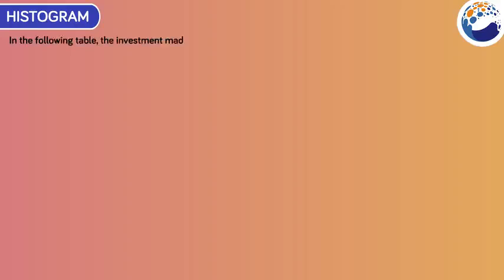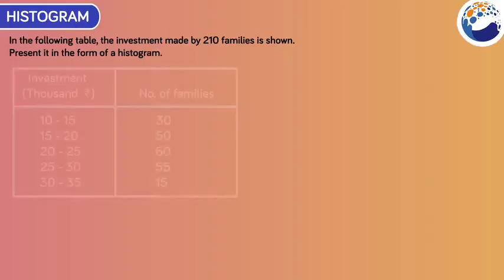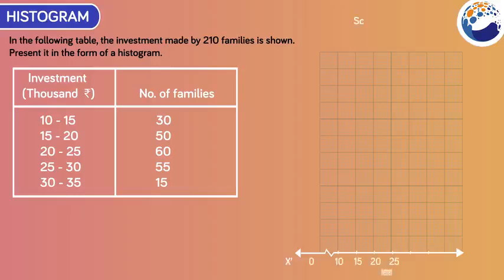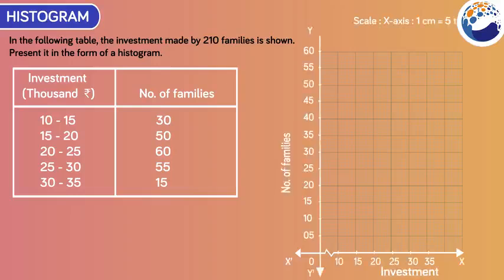Histogram. Let us consider one example. In the following table, the investment made by 210 families is shown, presented in the form of a histogram. Here, investment and number of families are given. To draw a graph, first we draw the x-axis, mention the given information on it, and write the scale. Now we draw the y-axis and mention the given information.